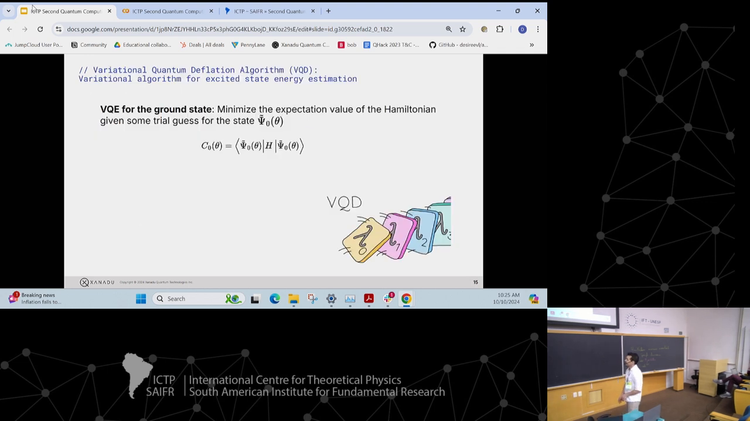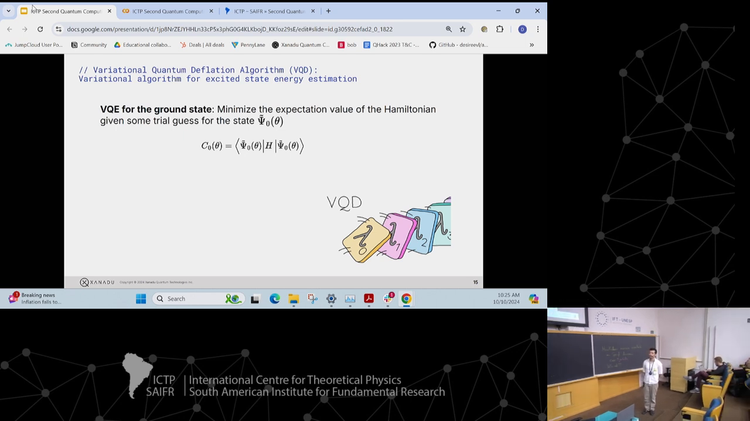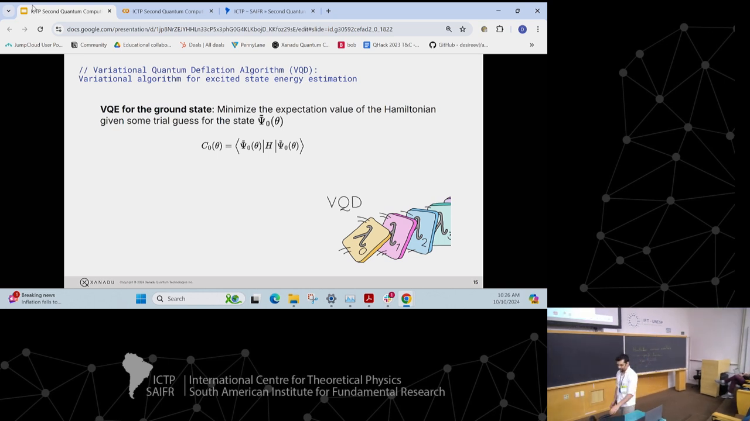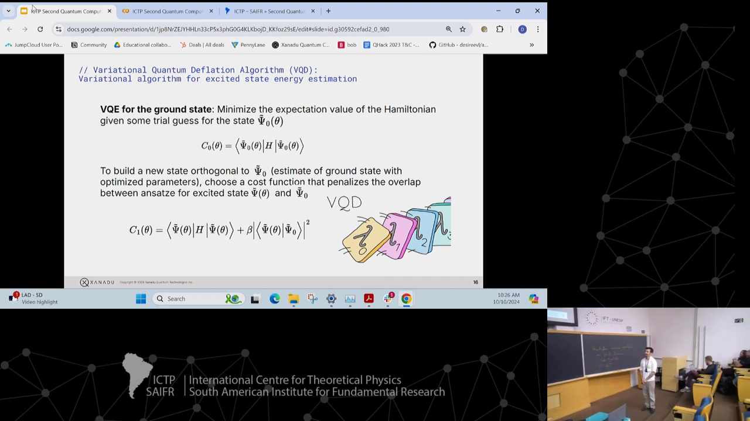So in our case, we're going to build on the knowledge that we have from VQE for ground states, which allowed us to build a decent estimate of the ground state wave function. So get a good trial guess, optimize it, get some optimized parameters. If we want to build a state that is orthogonal to what we estimated for the ground state, what we can do is add a penalty to our cost function.